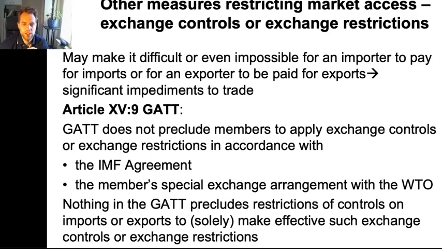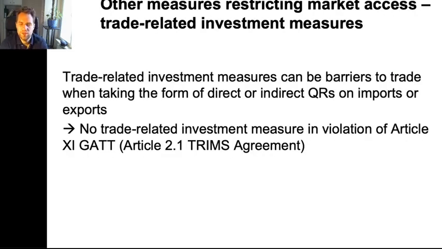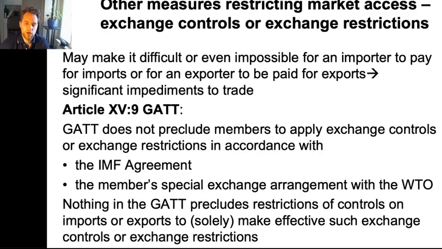And almost last but not least, there are trade-related investment measures, commonly abbreviated as TRIMs. They can also constitute barriers to trade if they constitute direct or indirect quantitative restrictions on imports or exports. So they shall also not violate GATT Article 11. There's a specific agreement on trade-related investment measures, the TRIMs Agreement, which also emphasizes that rule in Article 2, paragraph 1.